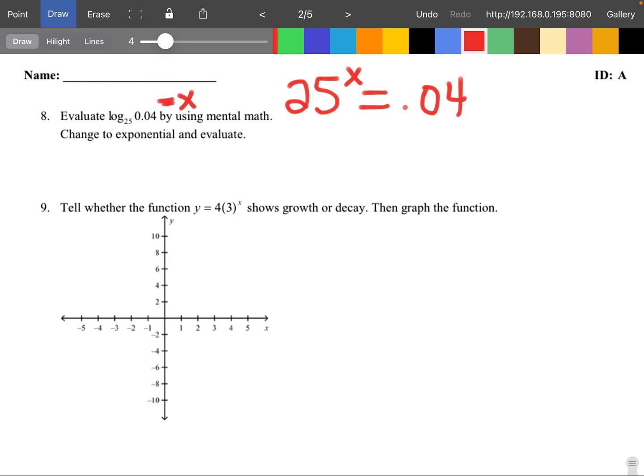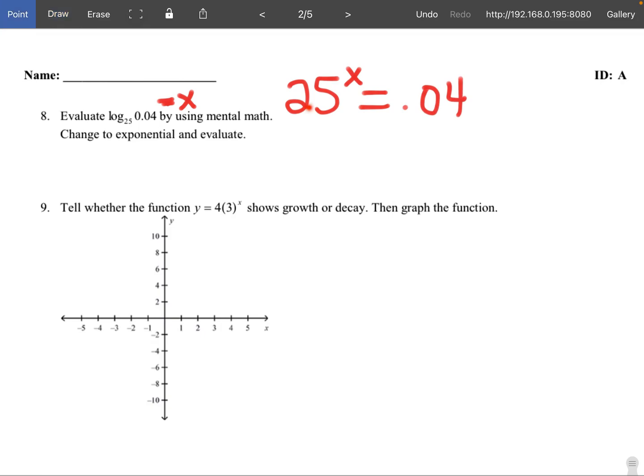If I put any positive number in for x, so if I put 25 to the first in, it's going to be 25. 25 squared is 625. So putting a positive number up here is not going to get me to a decimal answer. So now, instead of putting positive numbers in, let's try some negative ones.